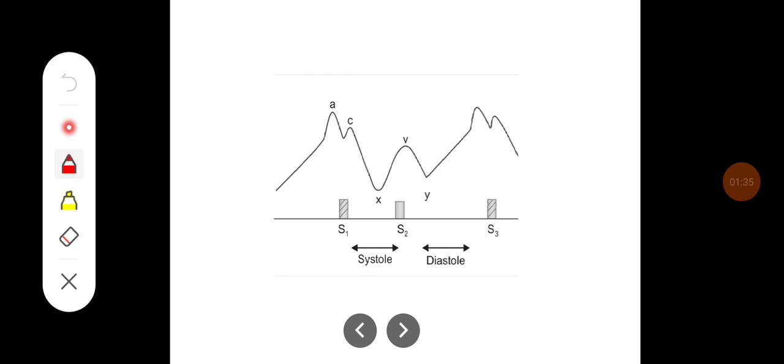So here this diagram shows the different positive waves, that is A, C, V, and the negative waves X and Y, which correspond with the systole and diastole of the cardiac cycle and the different heart sounds, that is S1, S2 and S3.